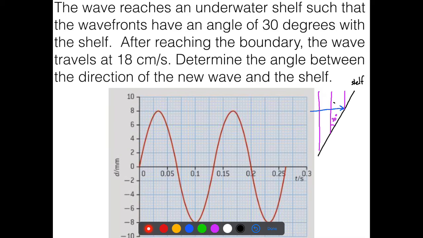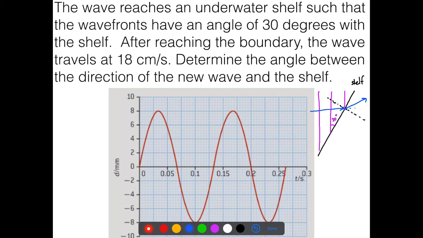Now, if I draw in the perpendicular, the normal, remember if it's going faster, it should bend away from the normal. And so it's coming in like this, but it's actually going to bend away and go a little bit faster like that.